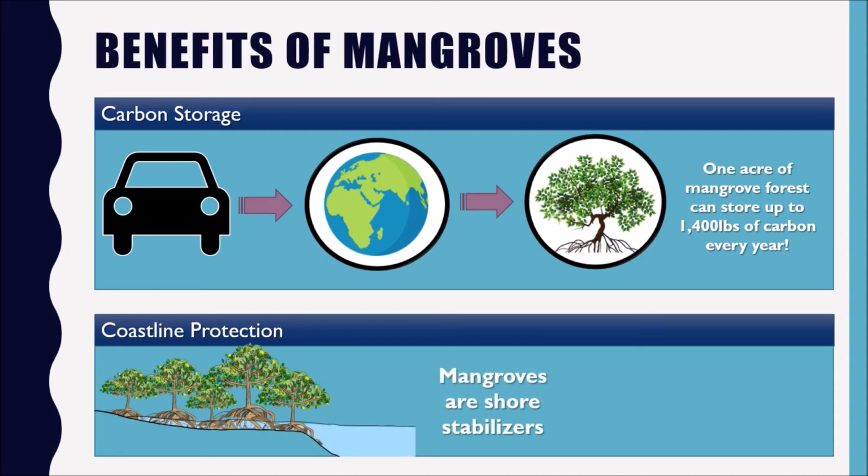And what this means is that the roots actually help hold the shoreline in place to prevent erosion. So this is especially important during things like hurricanes. When there are a lot of heavy waves and strong winds, mangroves help to break up the wave energy and to decrease the storm surge.